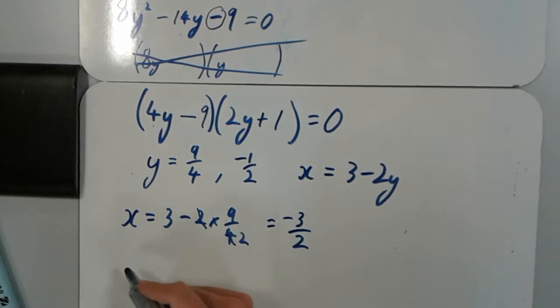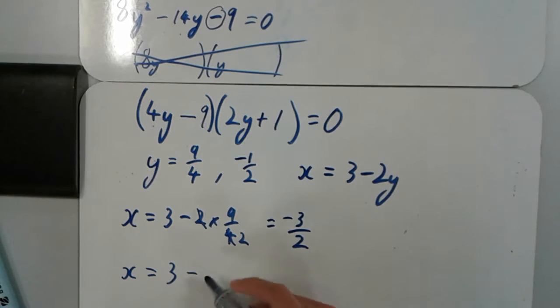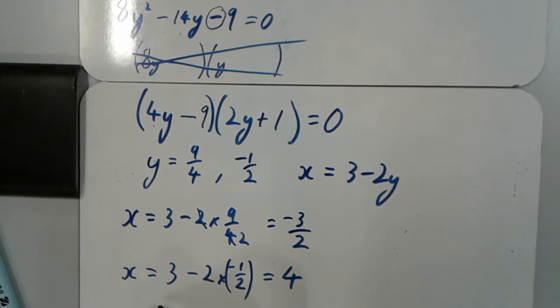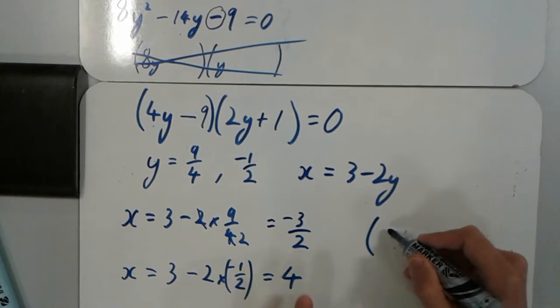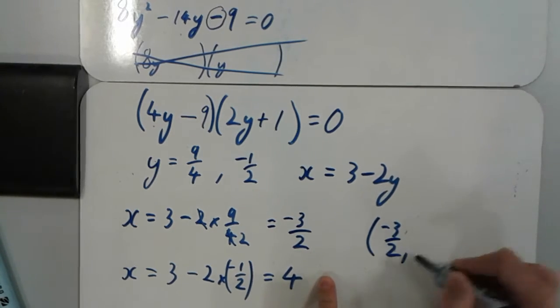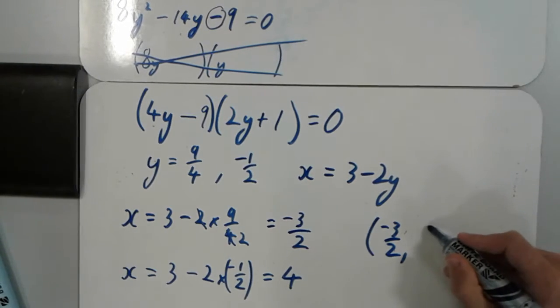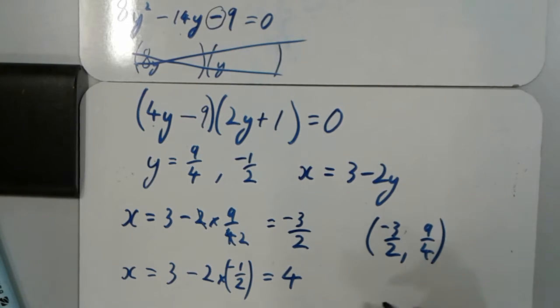Now we can substitute in the negative half. 3 minus 2 times minus 1/2. That's just positive 1, so x will be 4. Let's just write down the coordinates for each of these. We've got x is minus 3 over 2, and y is 9 over 4. And then secondly we have x is 4, y is minus 1/2.